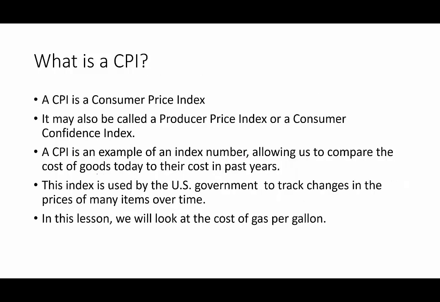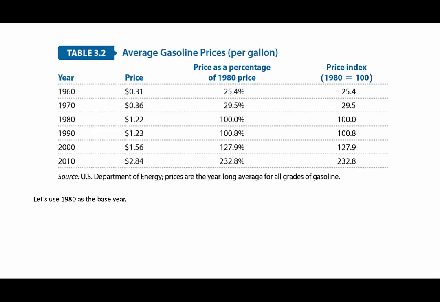They're both correct. The next question you might have, what is a CPI? A CPI, that is a consumer price index. It may also be called a producer price index or a consumer confidence index. A CPI is an example of an index number, allowing us to compare the cost of goods today to their cost in years past. This index is used by the US government to track changes in the prices of many items over time. And in this lesson, what we're going to focus on is one particular consumer good, the cost of gas per gallon.